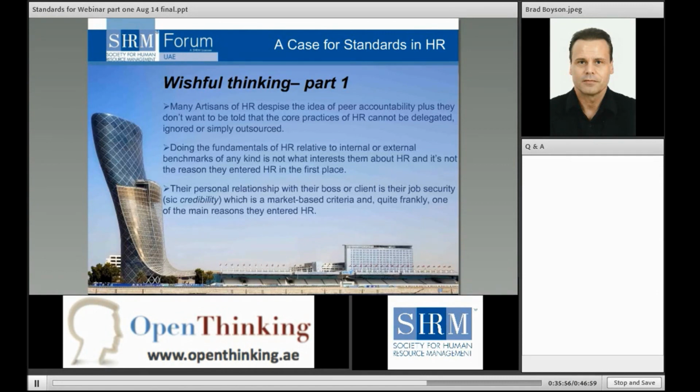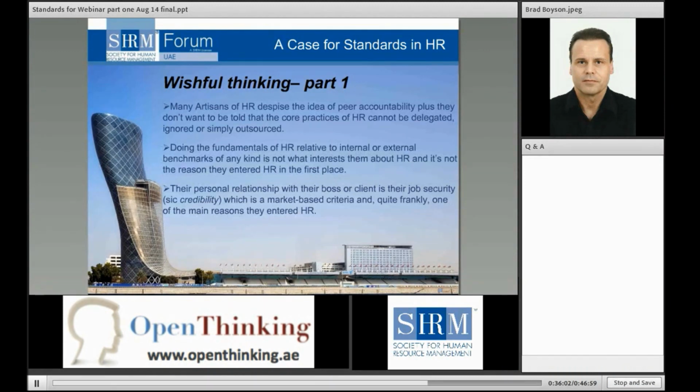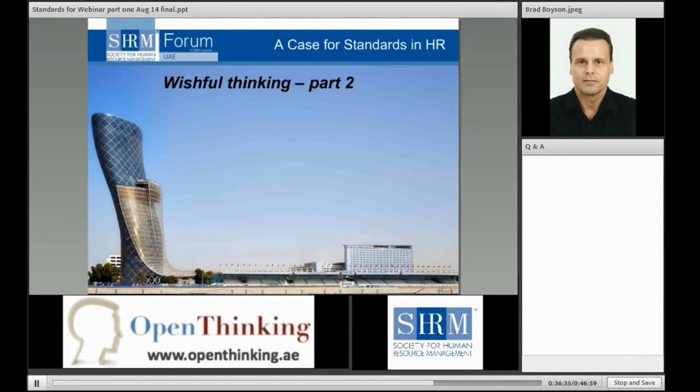Their personal relationship with their boss or their clients is their job security. Credibility, which is a market-based criteria, interestingly enough. It's one of the main reasons that they got into HR, that this type of relationship of credibility could be established. This wishful thinking fails to understand and appreciate HR's central role in CSR, in corporate social responsibility, and it fails to appreciate and understand the rights of stakeholders who are expecting more from HR.